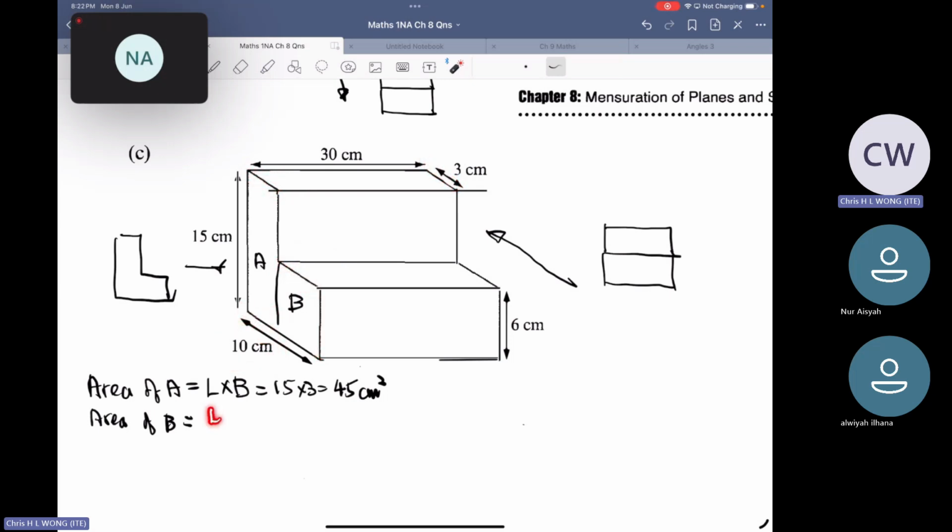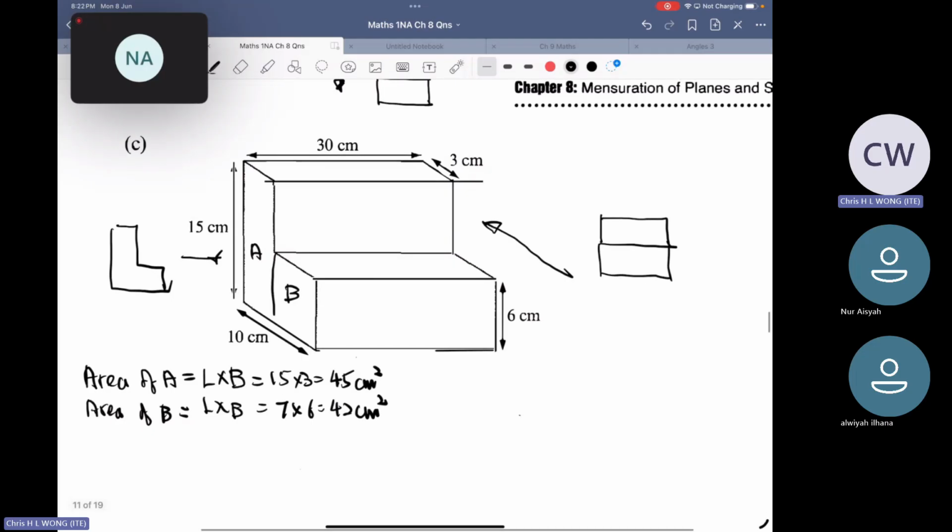So you have length times breadth. 7 times 6. 6 times 7, 42. Total area equals 45 plus 42 equals 87 cm square.